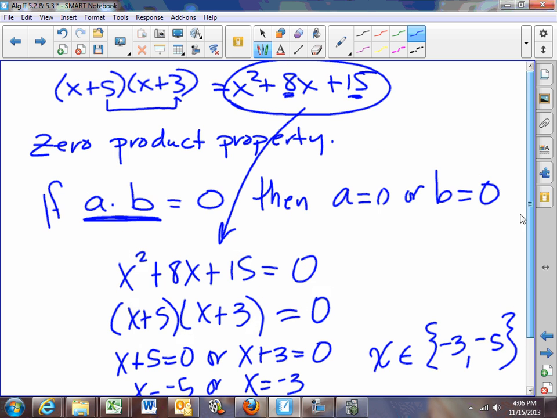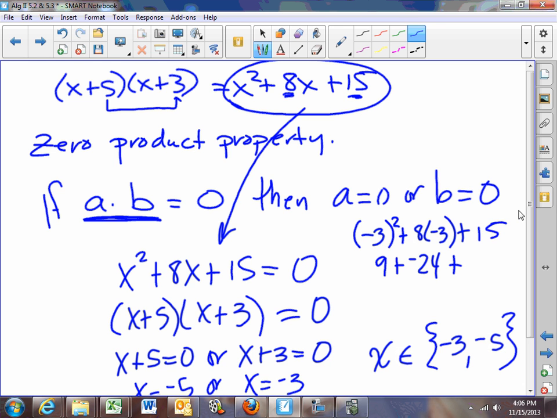Now let's just go back for just a second and let's check this. If we have negative 3 squared plus 8 times negative 3 plus 15, when we square negative 3 we get 9. When we multiply 8 times negative 3 we get negative 24, and then we add 15. So 9 minus 24, or plus negative 24, is negative 15, and negative 15 plus 15 is 0. So negative 3 actually makes the equation true.